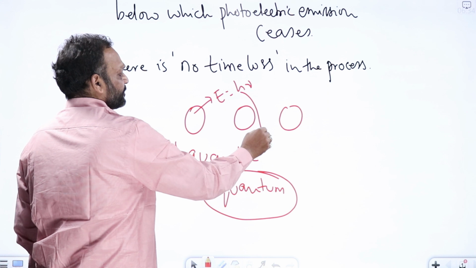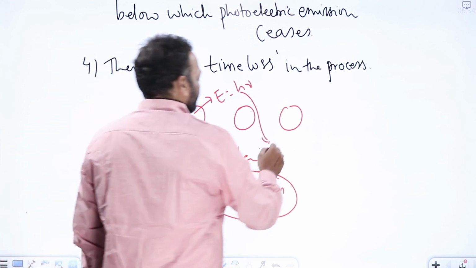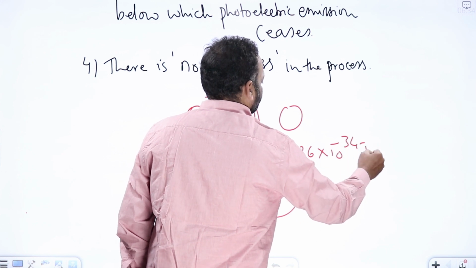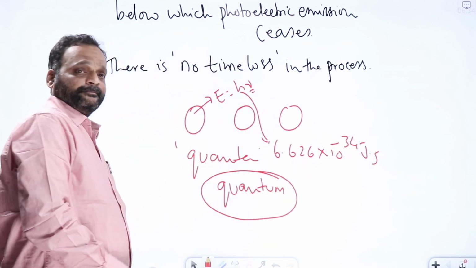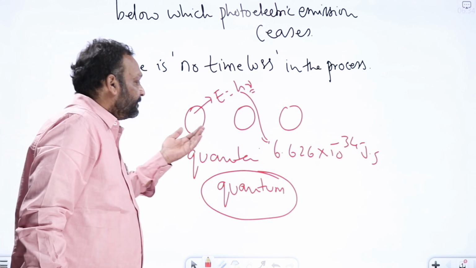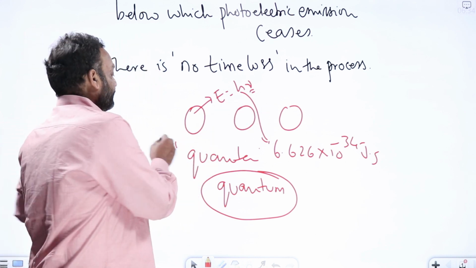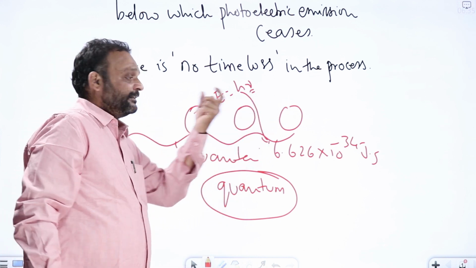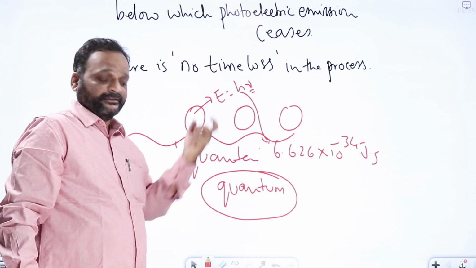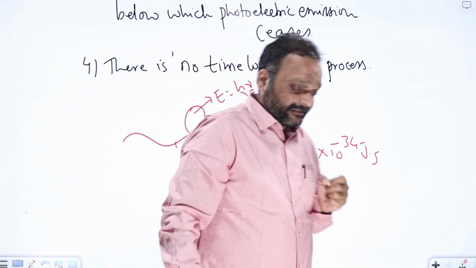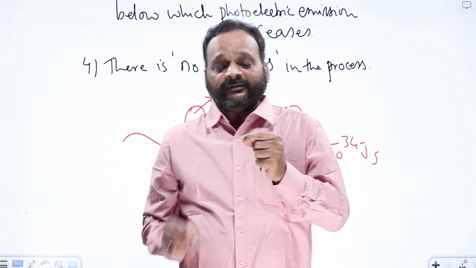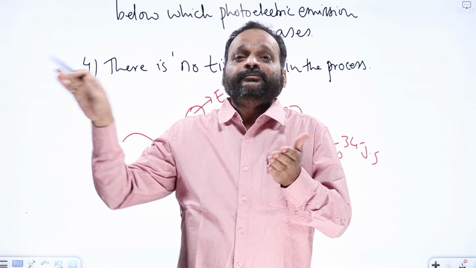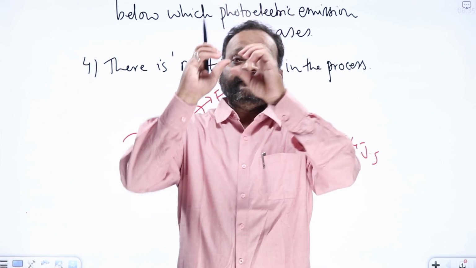H is known as Planck's constant, one of the smallest constants: 6.626 into 10 to the power minus 34 joule seconds, and nu is the frequency of light. So he came out with what is known as quantum theory. Light is not emitted continuously in the form of a wave, but in the form of tiny packets of energy. The energy of each packet is equal to h nu, he said. With this concept of discrete and discontinuous energy values, he could successfully derive a formula for the black body radiation energy distribution curve, and it fitted perfectly with the experimental values.